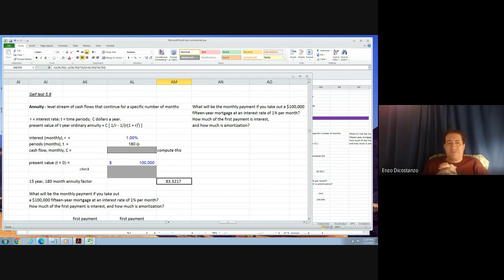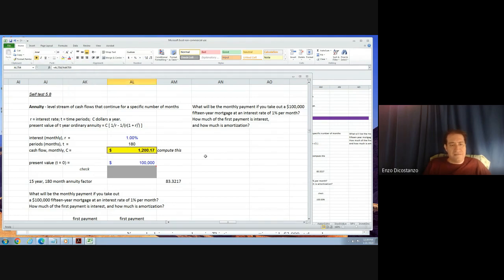So you're borrowing $83 today, and you'll pay back $1, 180 times. That's because 1% is 1% per period. So every month you'll pay out $1, but you'll have $83 today. That's how you interpret that annuity factor. So for the cash flow, it's going to be equal to the value today divided by 83.